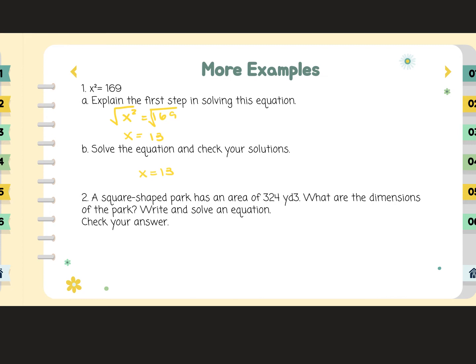All right, same here for number 2. It says a square-shaped park has an area of 324 yards, and this should be squared, not cubed. What are the dimensions of the park? Write and solve an equation. So since we know it's squared, we have x squared is equal to 324. To solve it, we have to take the square root of both sides. So we get that x is equal to 18. And we can double check ourselves by squaring 18. And when we square 18, we get 324.